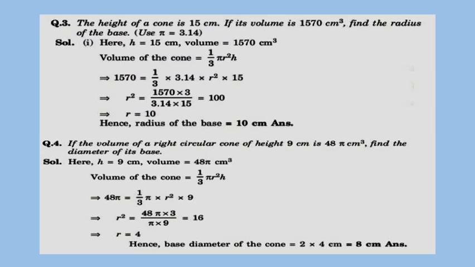In the fourth question, the volume of the right circular cone is given, that is 48 pi, the height is given, and we have to find the diameter. To find the diameter, we first find the radius. Again the same as we have solved in question three. Substitute all the values, calculate the value of r, which equals 4 centimeter. Here the base diameter is asked, so base diameter is nothing but double the radius, so that is 8 centimeter.